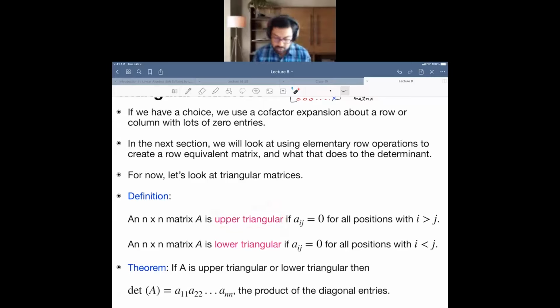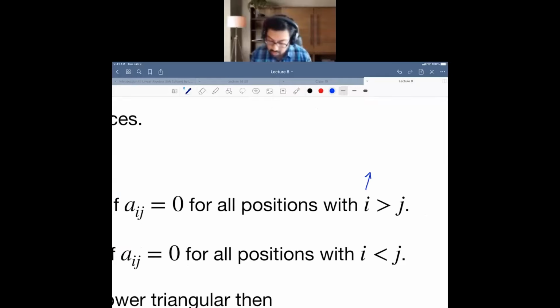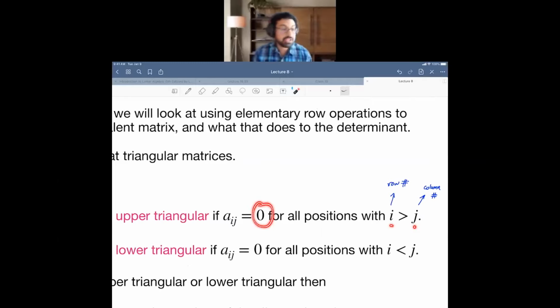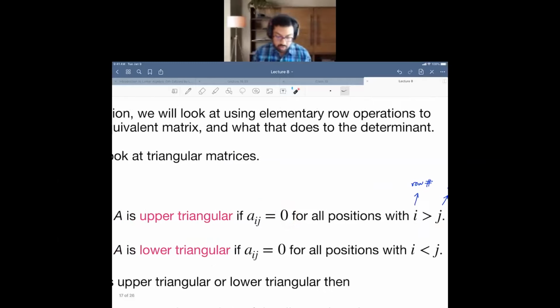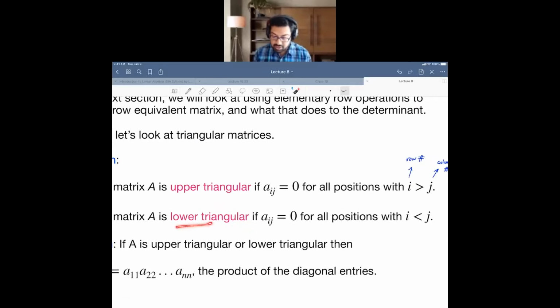So if a square matrix n by n is upper triangular, then its elements are zero when i is greater than j, which means the row number is greater than the column number, right? So this is the row number and this is the column number. If all the elements with i greater than j are zero, then you are going to call that an upper triangular matrix. Next, a lower triangular matrix: if you have elements that are zero when i is less than j, so for all positions with i less than j those elements are zero, then you have a lower triangular matrix.